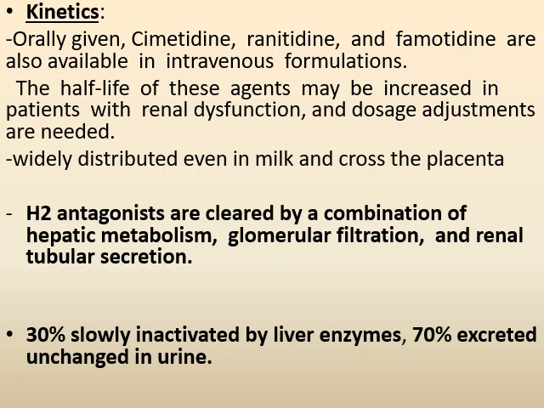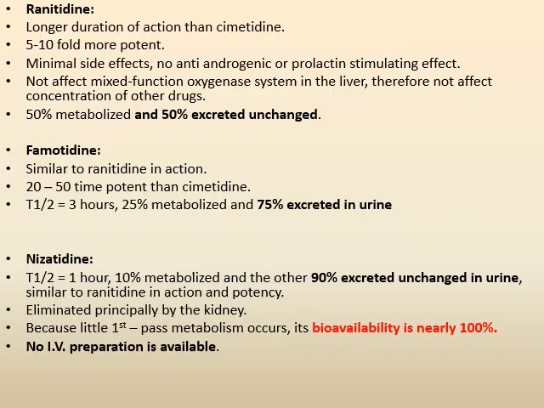It is metabolized by the liver and secreted by the kidney. How? Through glomerular filtration and also by renal tubular secretion. For cimetidine, 30% is slowly inactivated in the liver and 70% is excreted by the kidney. Ranitidine and famotidine have a longer duration of action than cimetidine, and are also more potent, 5 to 10 fold for ranitidine and 20 to 50 fold for famotidine.